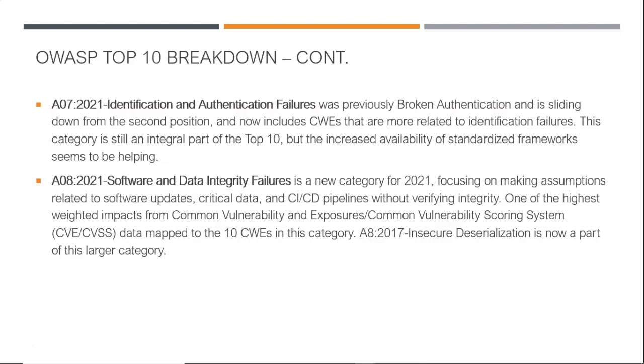A08:2021 Software and Data Integrity Failures is a new category for 2021, focusing on making assumptions related to software updates, critical updates, and CI/CD pipelines without verifying integrity. One of the highest weighted impacts from Common Vulnerabilities and Exposures/Common Vulnerability Scoring System, CVE/CVSS, data mapped to the top 10 CWEs in this category. A08:2017 Insecure Deserialization is now part of this larger category.